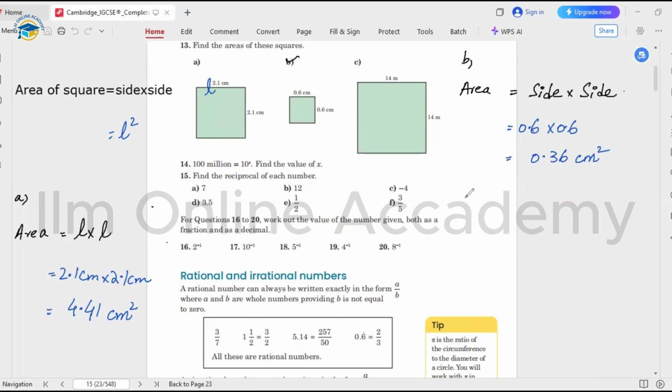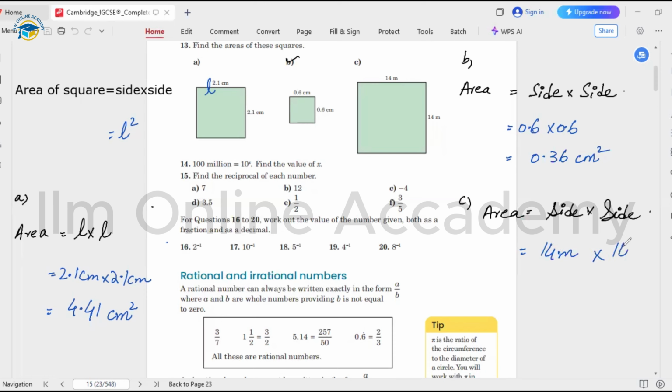Let's go on with part C. In this part C, again, we need to find the area. That will also be side times side or length times length, a similar formula. So for this, we are going to write down the side 14 meters. This time they gave us the unit as meter.